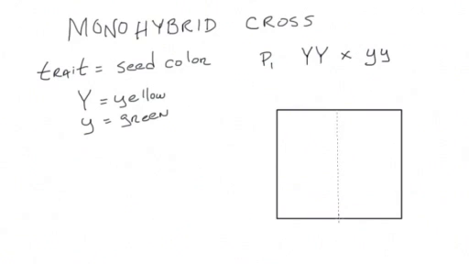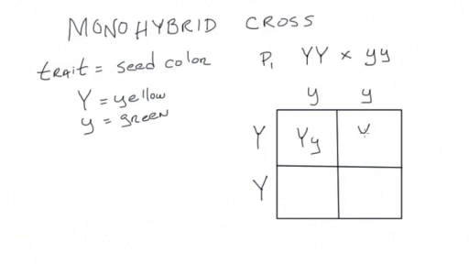a Punnett square. Simply draw a large square, then divide the square evenly into 4 boxes. On one side, we'll put the two alleles that make up the genotype for one parent. In this case, the homozygous yellow. Each Y allele will go in a separate row, and the lowercase y's will go in separate columns.